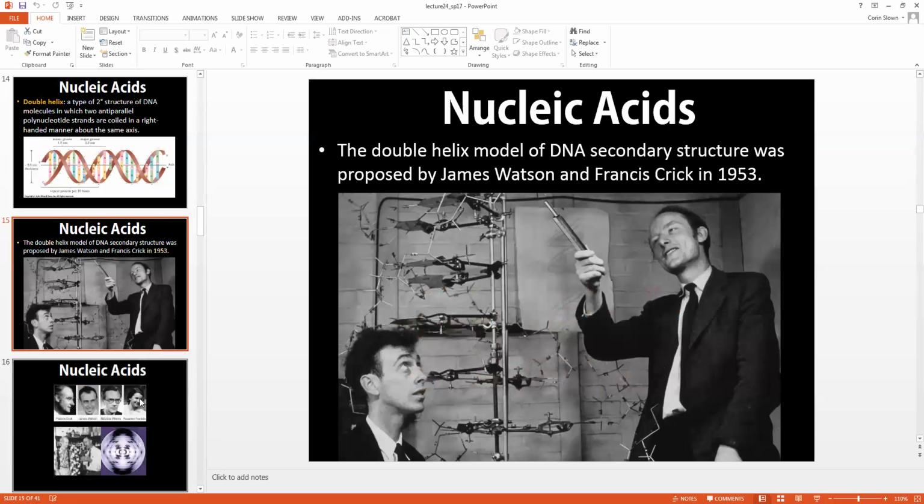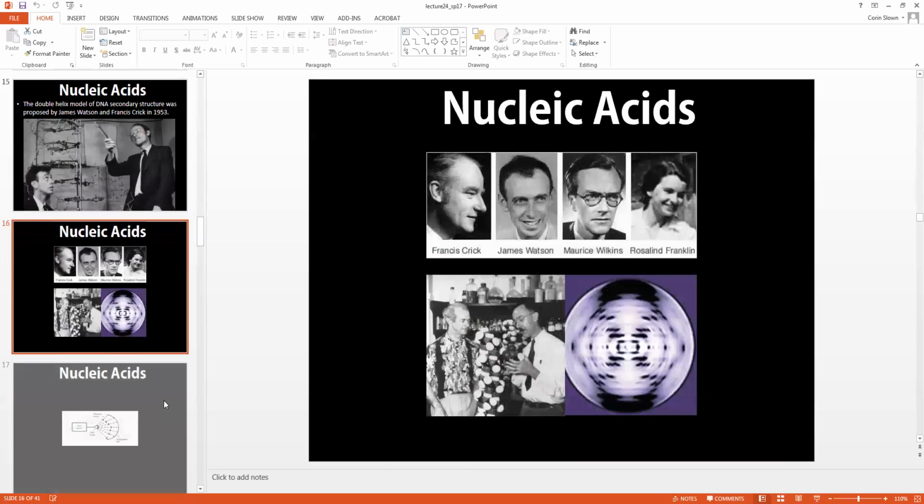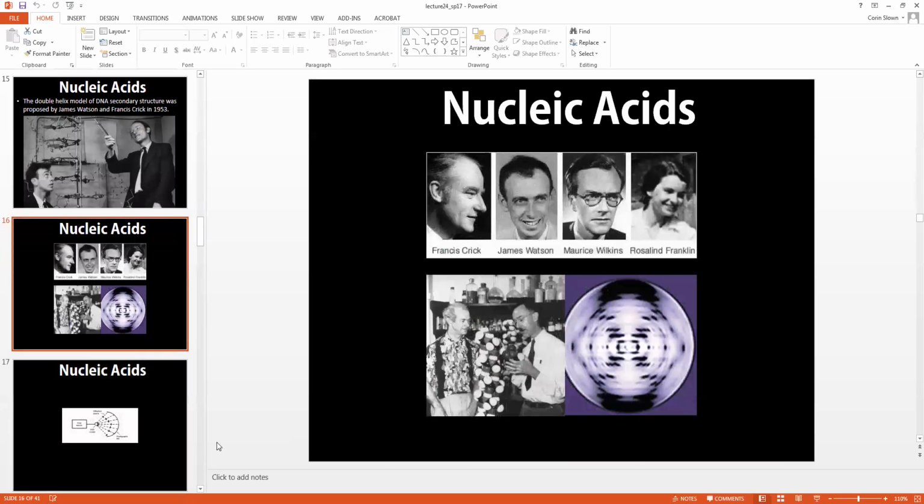When we think about nucleic acids, we think of the double helix model of DNA secondary structure that was proposed by James Watson and Francis Crick in 1953. But the reality is the story is far more complicated than that.